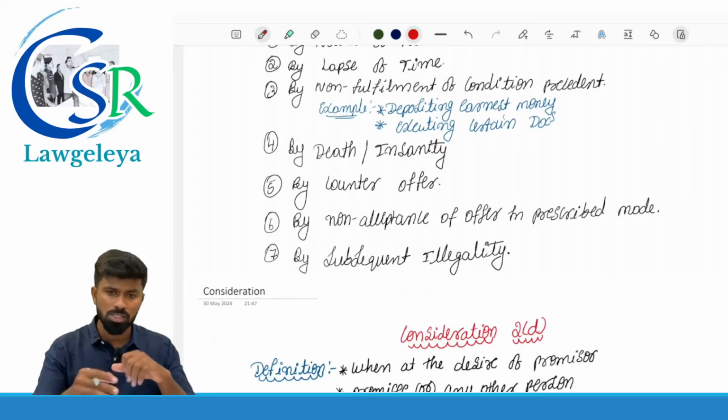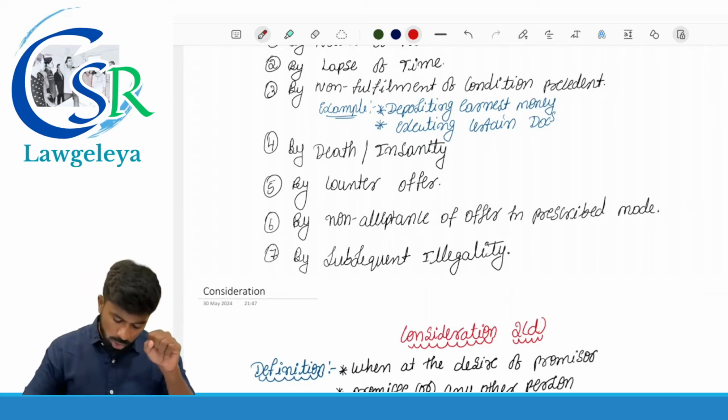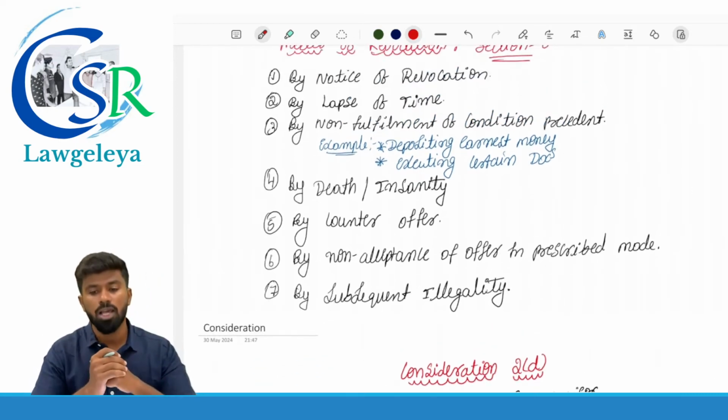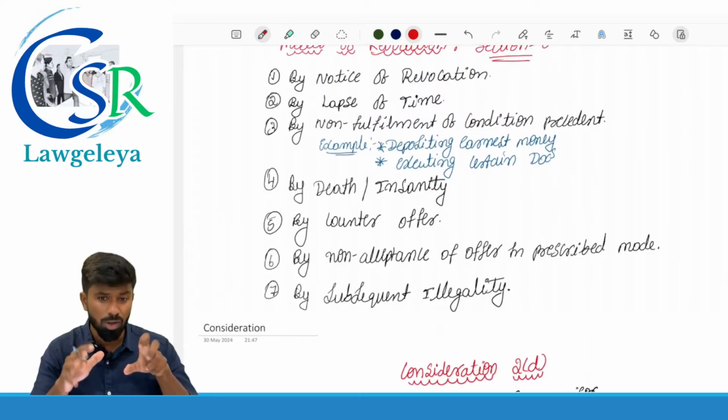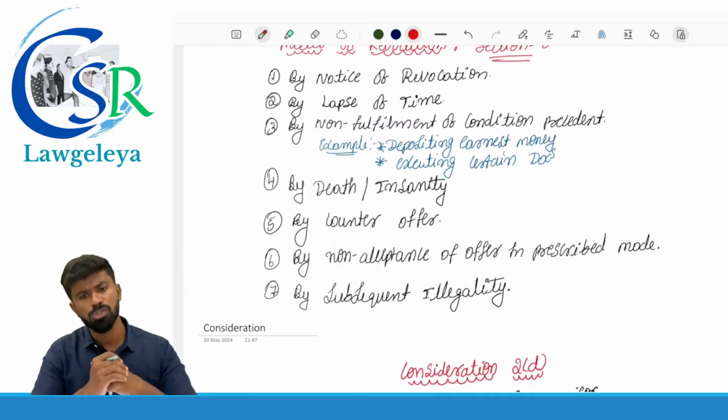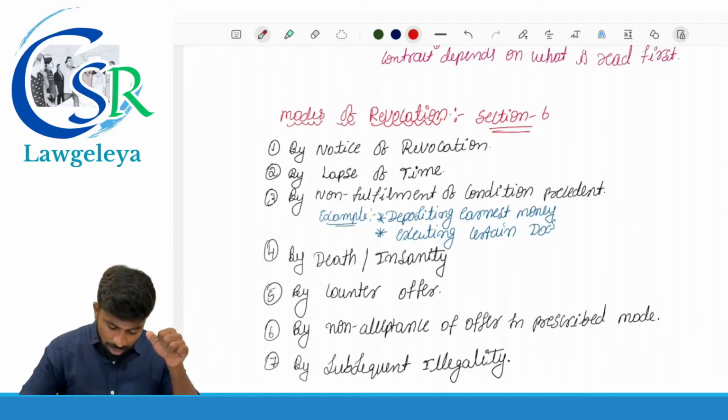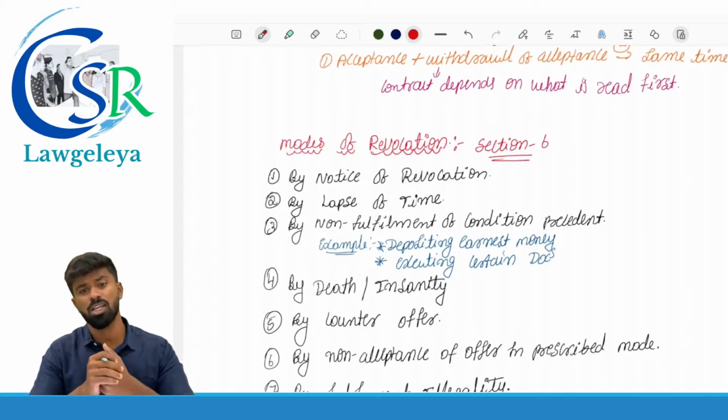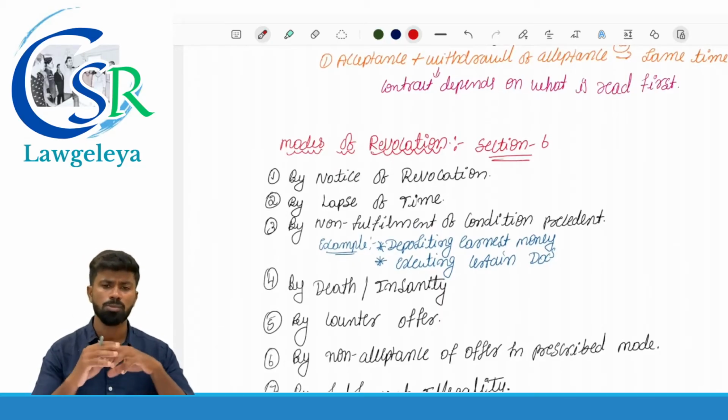But if he rejects it, the offer will come to an end. Next one, by subsequent illegality. If the law declares an offer as invalid, then the offer comes to an end. So these are the cases. Section number 6 provides the cases in which what comes to an end? Contract comes to an end.